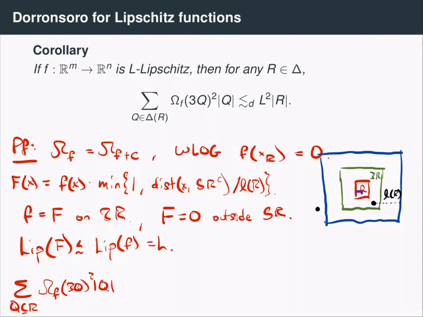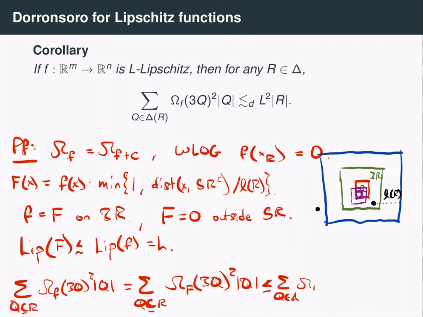So notice that if I have a cube Q that is contained in R, its triple is always going to be contained inside 3R. And inside 3R, my function f is equal to big F. So this is going to equal the same sum, Q in R, of omega of big F of 3Q squared times the measure of Q. All right, and then now this is less than or equal to the same thing if I just summed over all dyadic cubes, which by Dorronsoro's theorem is at most the L2 norm of the gradient of big F.